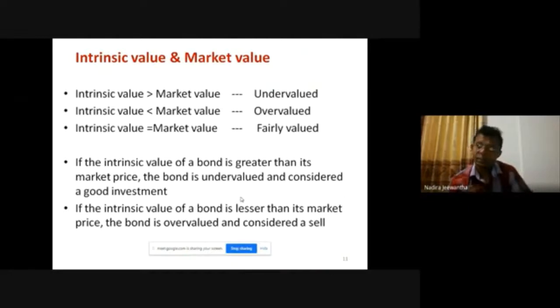But there is a potential value. Then better to purchase. Generally, you are purchasing any instrument if it is undervalued.